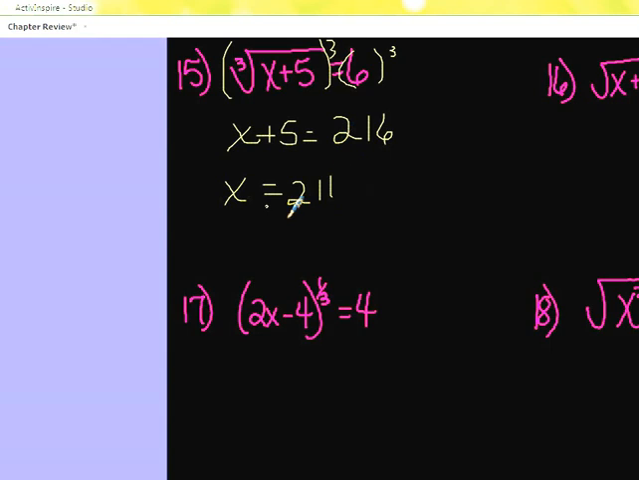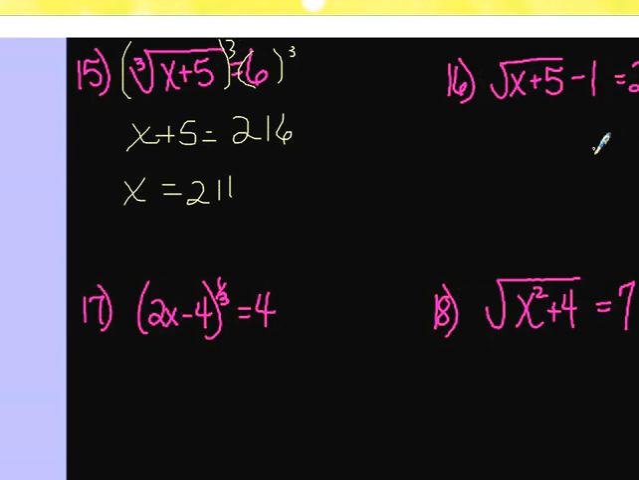And mentally check that to see if it is an extraneous root or an imposter, as we call them. If you plug this in, you get 216. And oh, by the way, let me back that up. Since this was an odd power, we don't have to check for extraneous roots, but we should check it to make sure that it's correct. So when you take 211 and add 5, you get 216. The cube root of 216 is 6, and it does check.